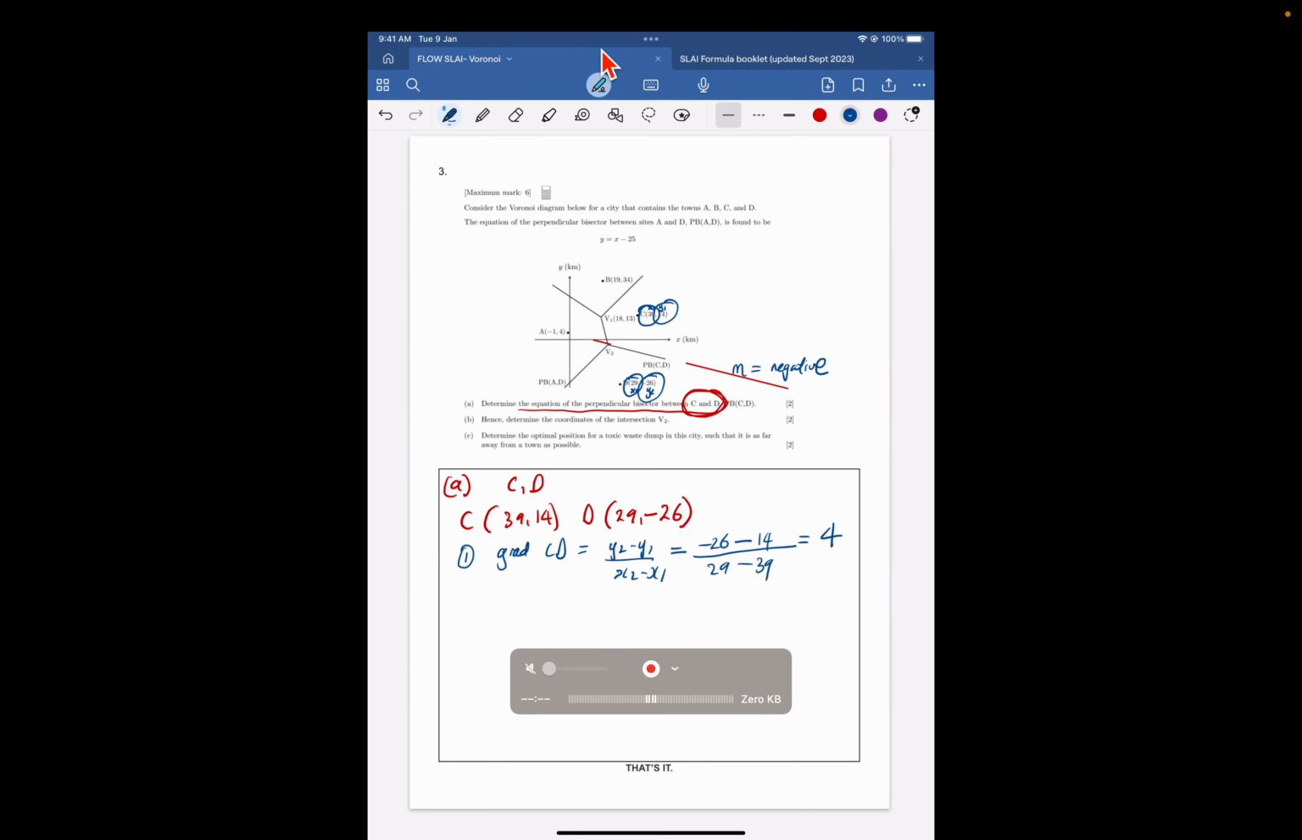We've got the gradient of a line. We've got a point that the line goes through, right? There's the point here, and there's the line we need. So now it's a good old y equals mx plus c. Okay, so let's go and put that in.